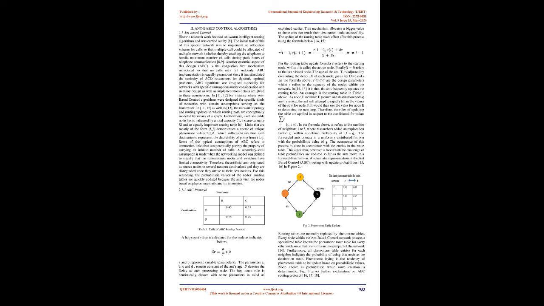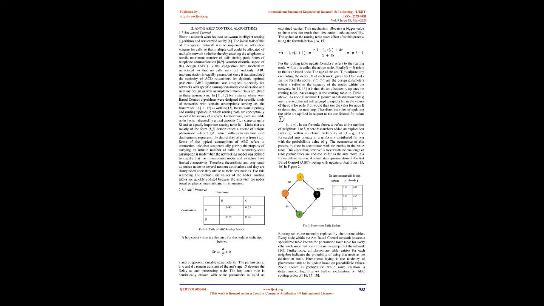The parameters A, B, C and D remain constant of the ANT's age. Denotes the delay at each processing node. The hop count rule is heuristically chosen with some parameters in mind as explained earlier. This mechanism allocates a bigger value to those ANTs that reach their destination node successfully. The update of the routing table takes effect after this process using the formula below [14, 15].